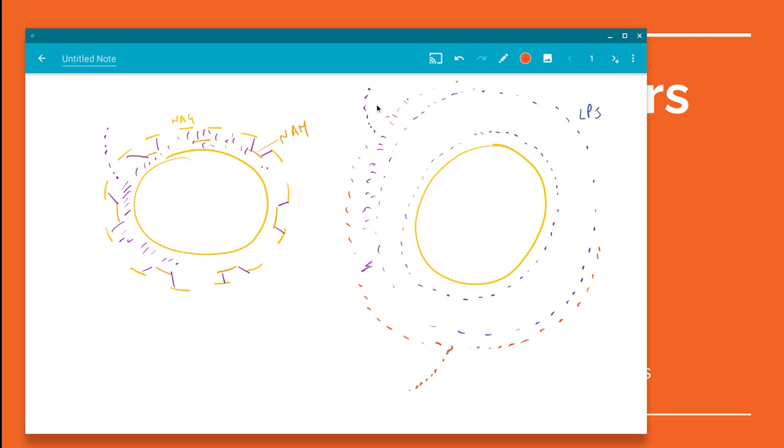Nobody knows mycobacterium. You cannot kill a mycobacterium or stain it with gram staining. For that you need a separate Ziehl-Neelsen staining. So ZN staining you have to do, only then you can get it. You cannot get it by a regular gram staining. Achha.